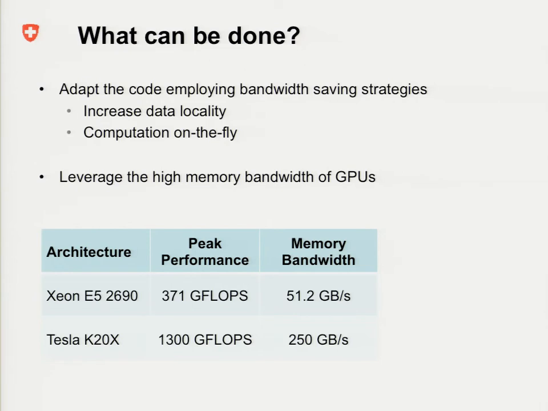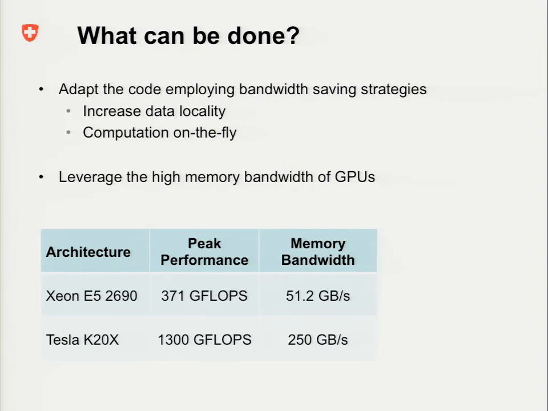Well, you can of course adapt the code to employ bandwidth-saving strategies. You can try to increase data locality. So once a value has been read from main memory, you can try to reuse that value as much as possible. You can do blocking and a lot of other things. Instead of reading from memory, you can try to recompute, so you can compute something on the fly instead of storing it to a variable. And the other thing you can do is you can try to leverage the high memory bandwidth of specific hardware.